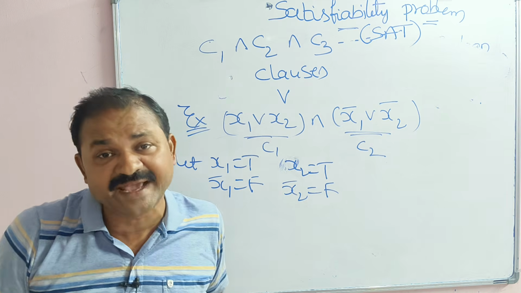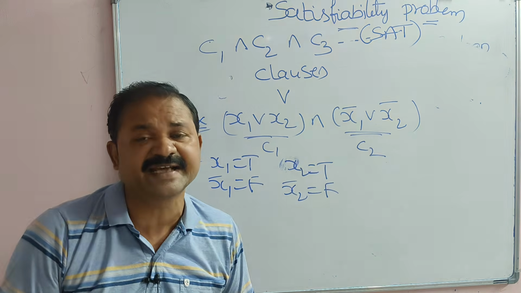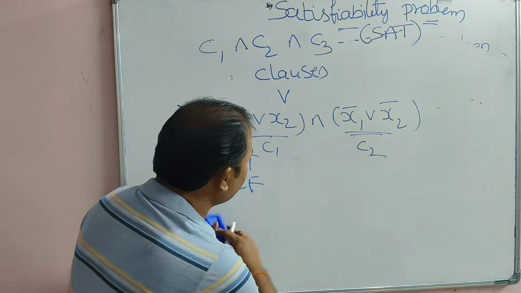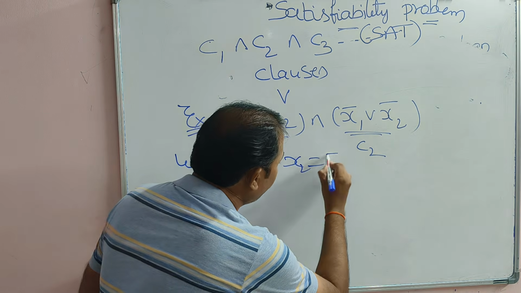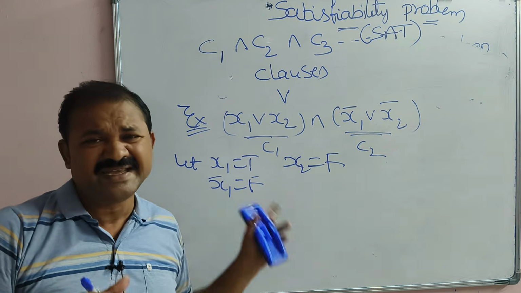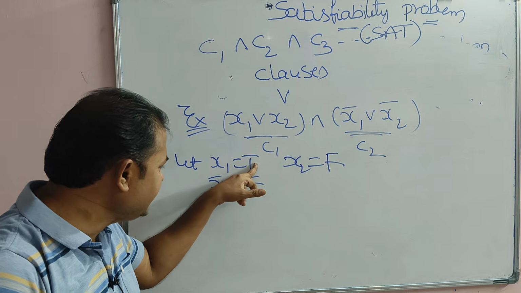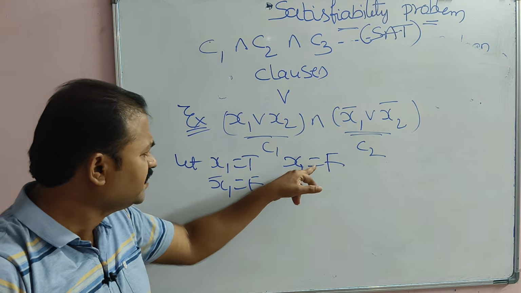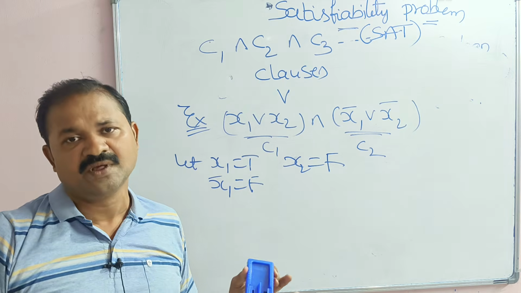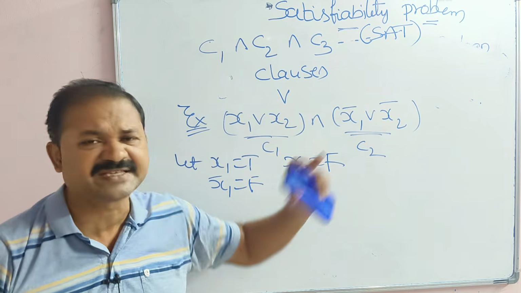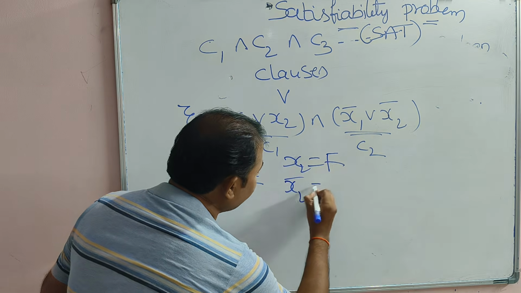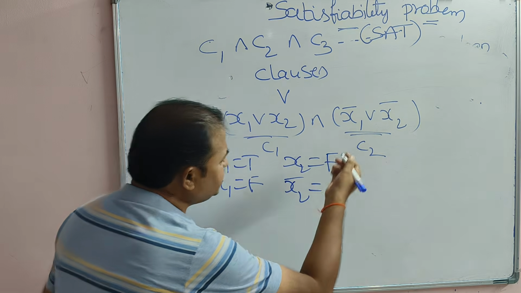But what is our aim? We have to make the entire expression true. So instead of true, it is better to assign false as the x2 value. Let x2 be false. It is our choice. We can assign either true or false to x1 and to x2 also, but our aim is that the entire expression has to become true. So if x2 is false, what is the negation of false?